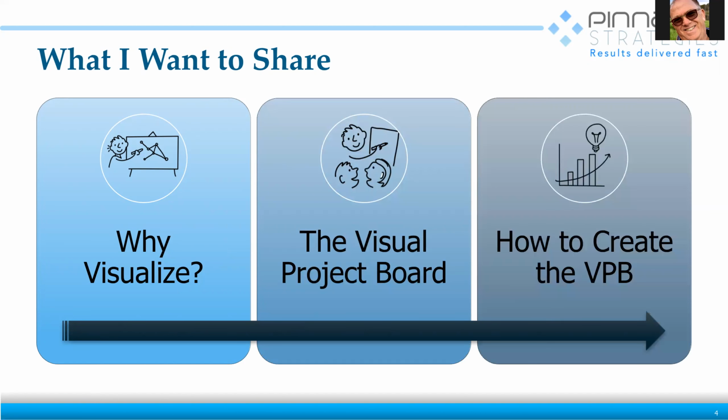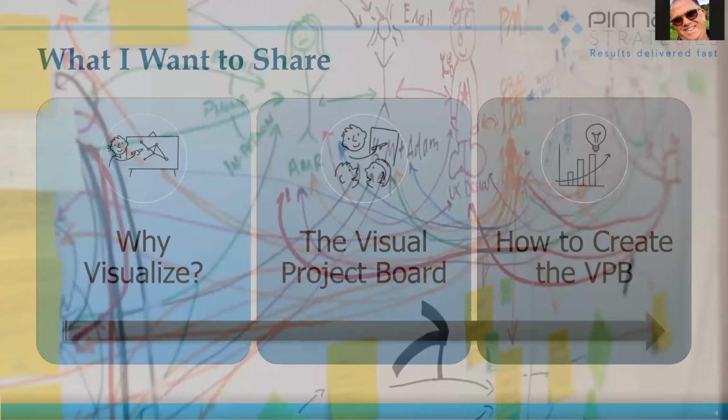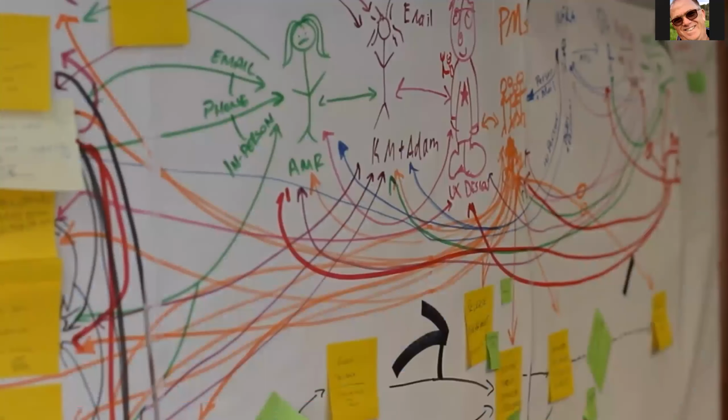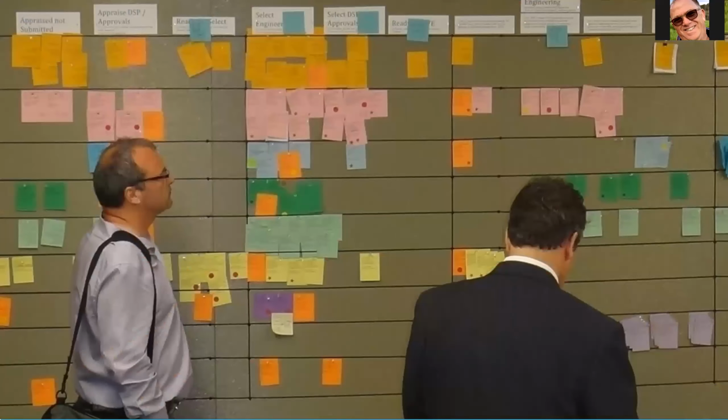Then we're going to talk about how to create the VPB, the Visual Project Board, or the Visual Portfolio Board. Essentially, what we're going to be doing is teaching you how to go from a process that maybe looks like this to something that maybe looks like this.